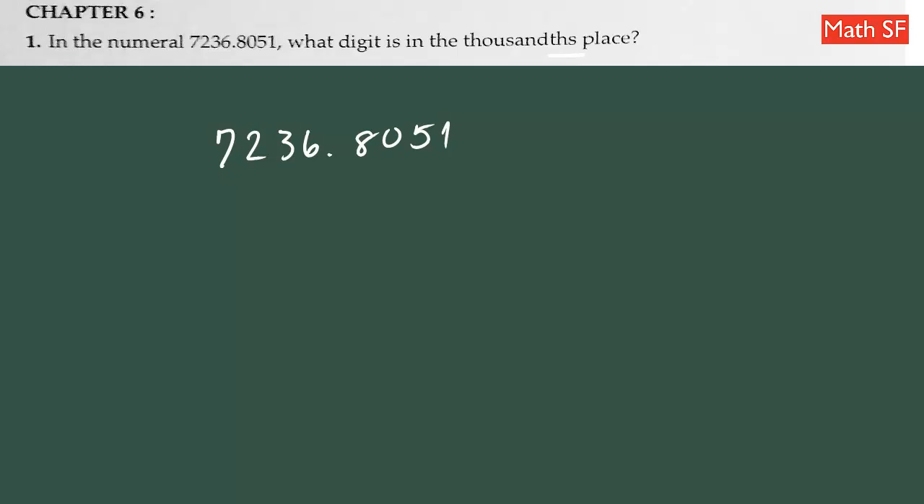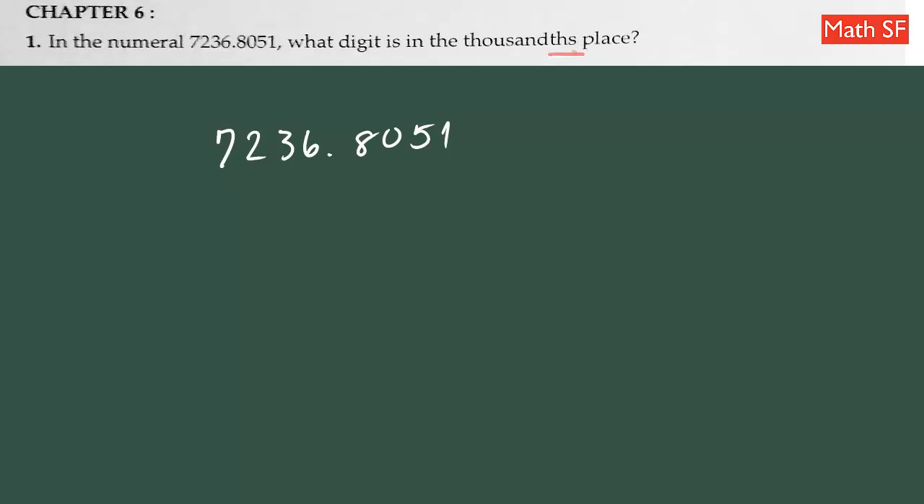Placement test number 2. This is a placement test in which you're not supposed to know all of the answers, so do as much as you can. Number 1. In the given numeral, what is the digit in the thousands place? So this ends up in the thousands place.